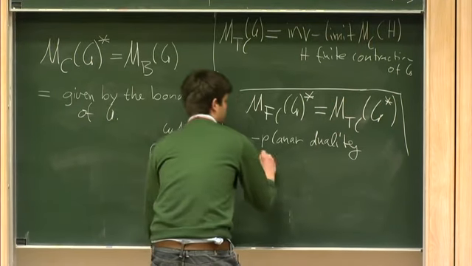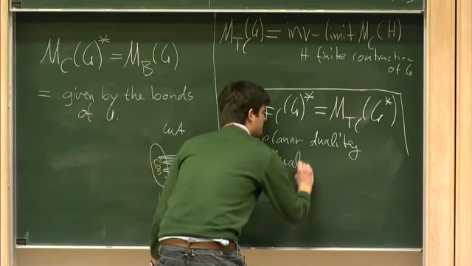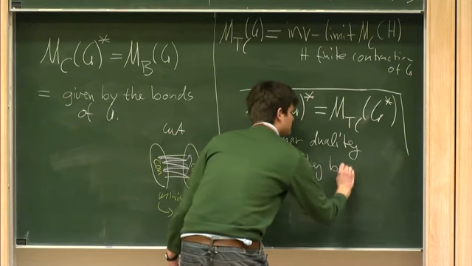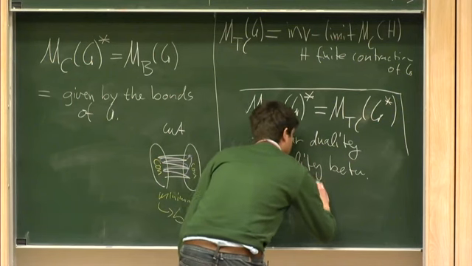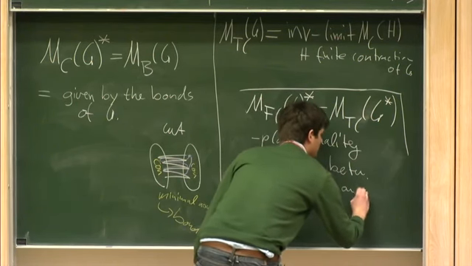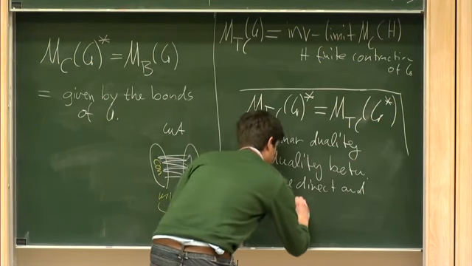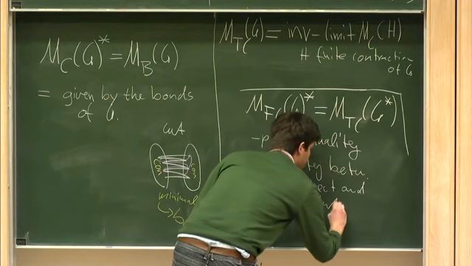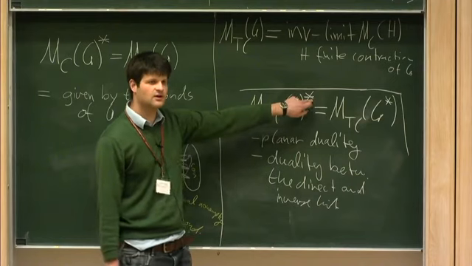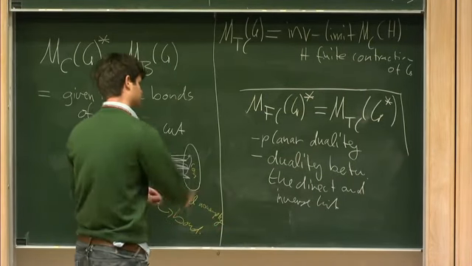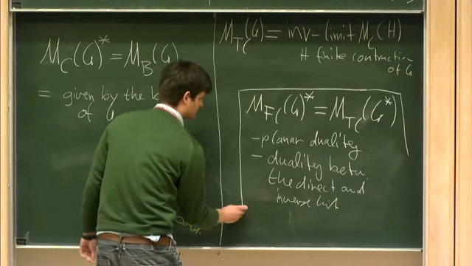but also with the duality between the direct and inverse limit. In the sense that here we have a direct limit, now we take the dual, and we actually have an inverse limit over there.